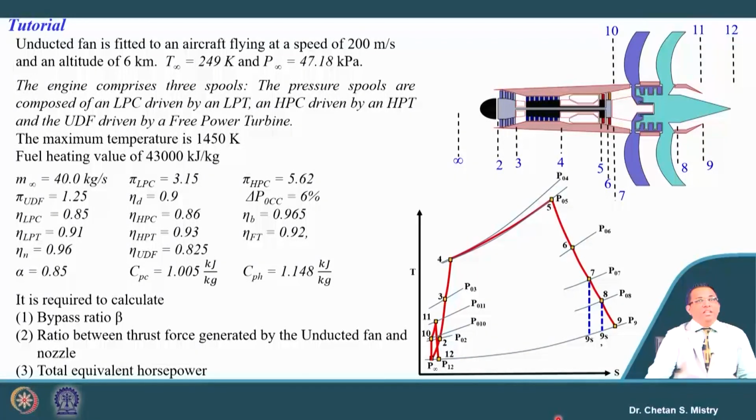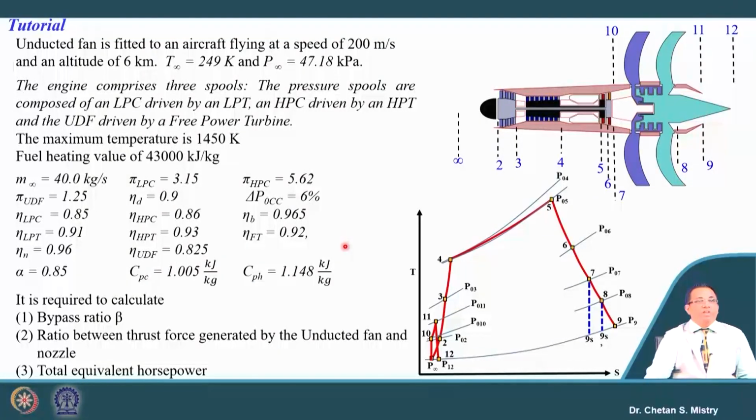It says the engine comprises a 3 spool configuration. The pressure spools are composed of an LP compressor driven by an LP turbine, an HP compressor driven by an HP turbine, and the unducted fan driven by, say, a free power turbine. So, here we have the HP turbine, the LP turbine, and what we call a free turbine configuration. The maximum cycle temperature is 1450 Kelvin. The calorific value or fuel heating value is 43,000 kilojoule per kg.